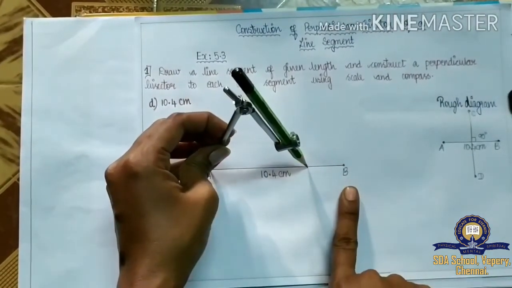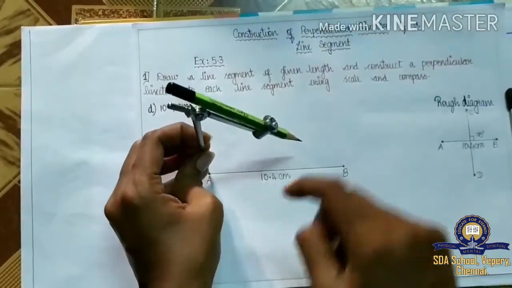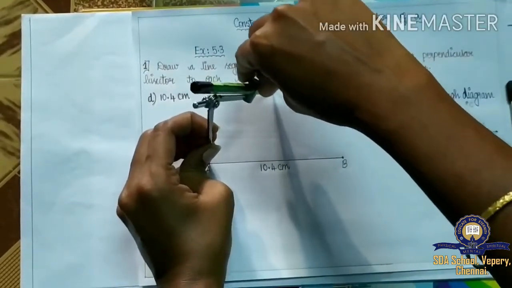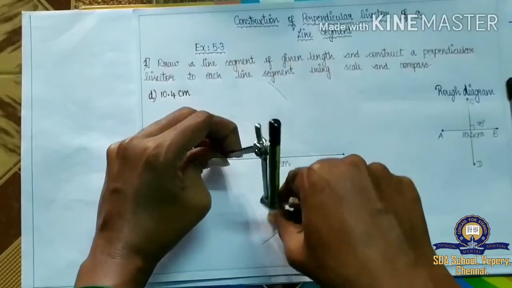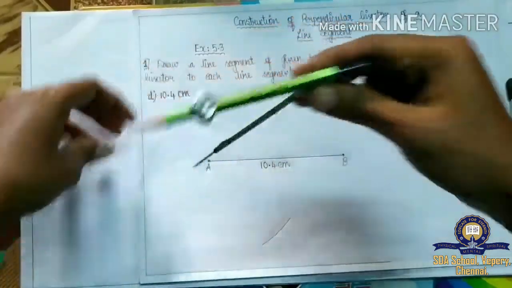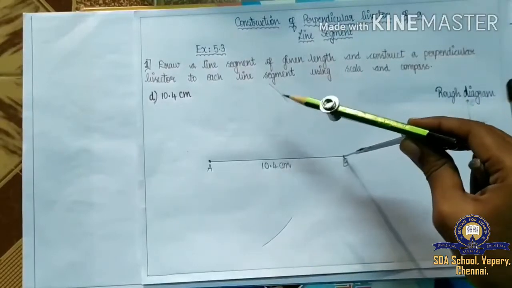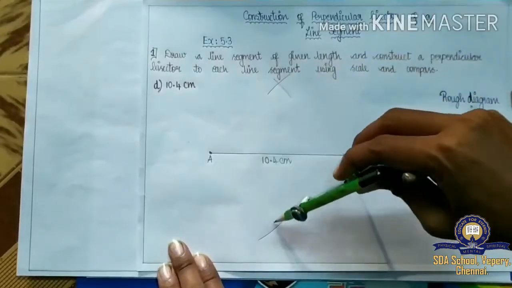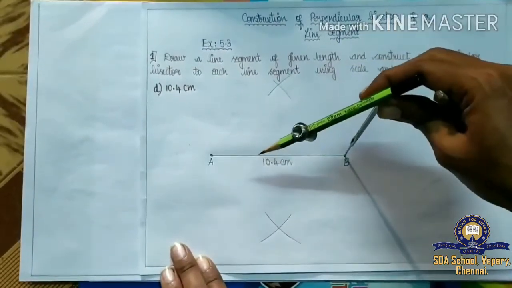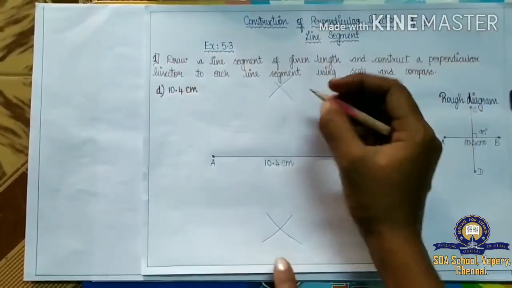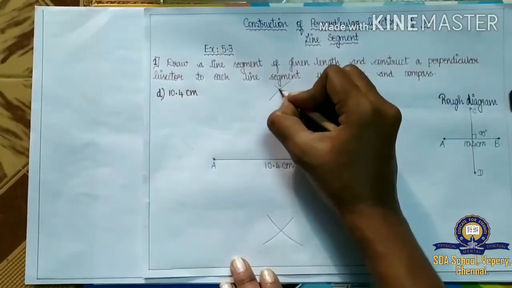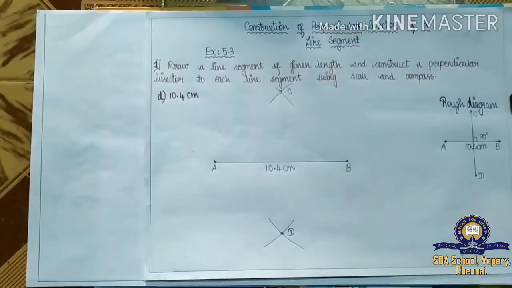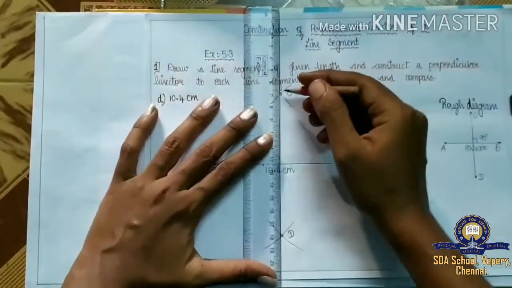After this, using compass with A as center and the radius more than half of the length of AB, draw two arcs of the same length, one above AB and one below AB. With the same radius and B as center, again draw two arcs above AB and below AB. Now we name these points as C and D. And we join C and D.